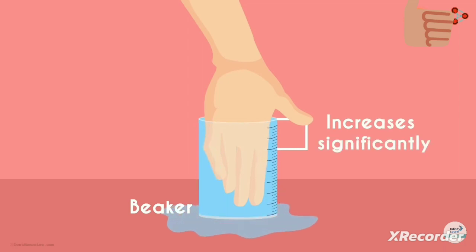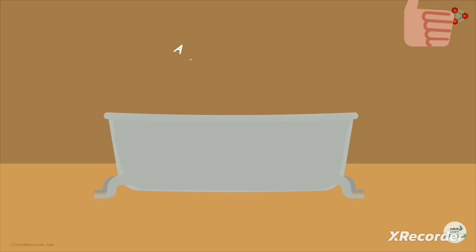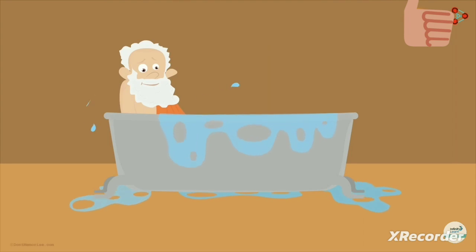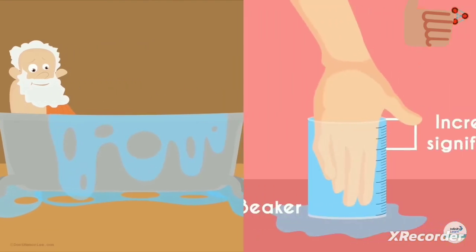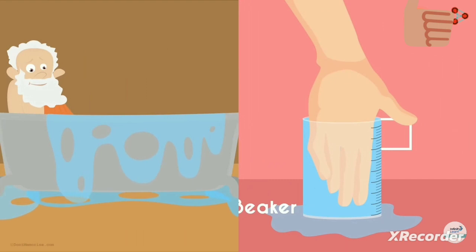The ancient Greek mathematician Archimedes observed something similar when he got into a bathtub. When he got in, he realized that the level of water went up. In both the cases, you notice that the water is displaced by the object that goes in. Keep this thought in mind. We'll come back to it soon.